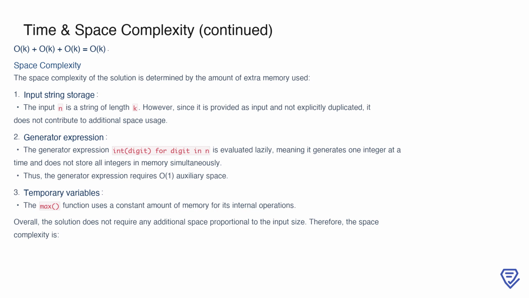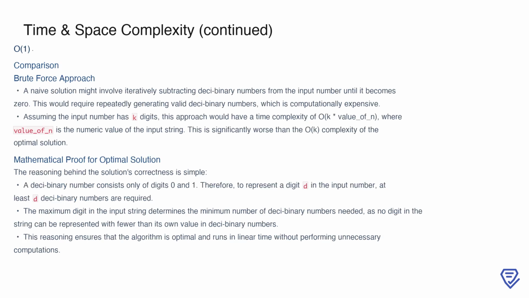the overall space complexity of the solution is O(1). Let's compare this optimized solution with a brute force approach. A naive method would involve repeatedly subtracting Deci-Binary numbers from the input until it becomes 0. This process would require generating and subtracting Deci-Binary numbers multiple times, making it computationally expensive. Specifically, for an input with k digits, the time complexity of the brute force approach could reach k * value of n, where value of n is the numeric value of the input string, a much worse performance compared to the linear O(k) complexity of our solution.